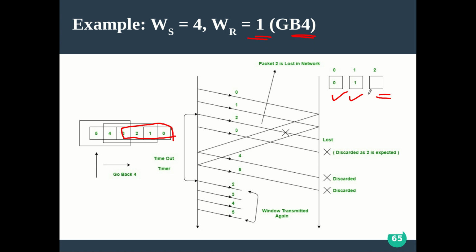The receiver side window is just 1, so it can accommodate only 1. So it is waiting for 2. What happened? 2 is lost, or 2 was received with some error. In both cases, when 3 or subsequent frames come, they are forcefully discarded by the receiver. Now when 0 is received, the acknowledgement for 0 will reach the sender. So this is the acknowledgement for 0, and similarly for 1 the acknowledgement is coming.